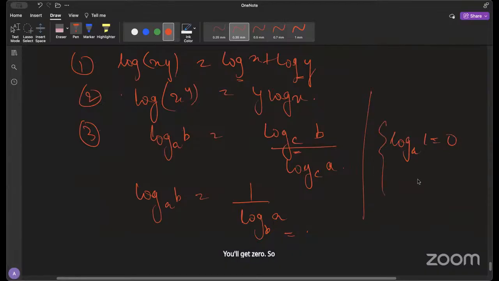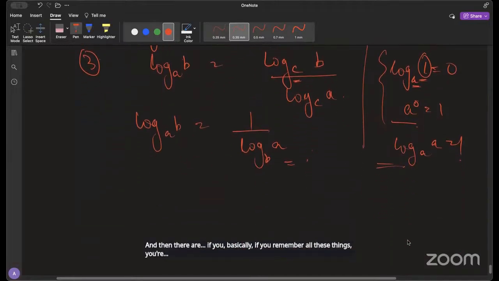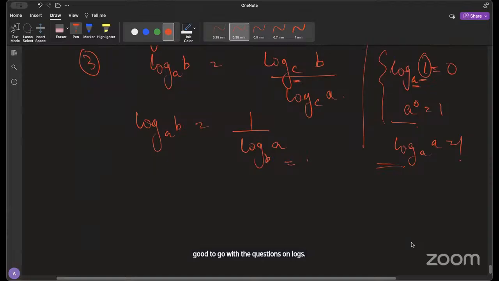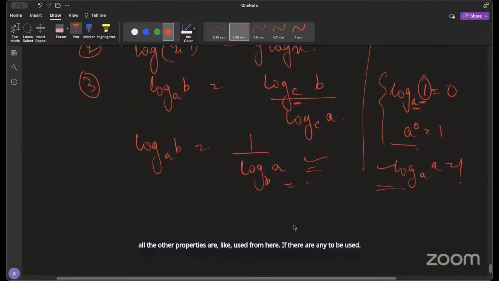So what this means is what should be raised to the power a such that you get this thing here. This is what it means, right? So this is it. And then log base a of a is 1. If you remember all these things, you're good to go with the questions on logs. You don't need to know anything else, just the graphs and these properties. All the other properties are used from here only, if there are any to be used.